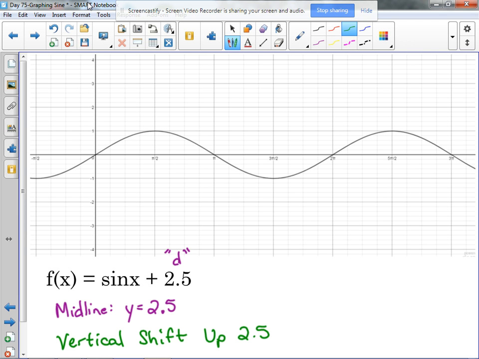We started at the origin before, so now we're going to be starting at 2.5. We had our maximum at 1 before, now our maximum is going to be at 3.5. Then we're back here, then we hit our minimum. It's no longer at -1, now it's at 1.5. So this is what we're looking at here. Same exact shape. Nothing's been stretched out. We're just taking the entire thing and shifting it up 2.5 units. Now I could keep going on each end, but I just want to look at the one cycle there.